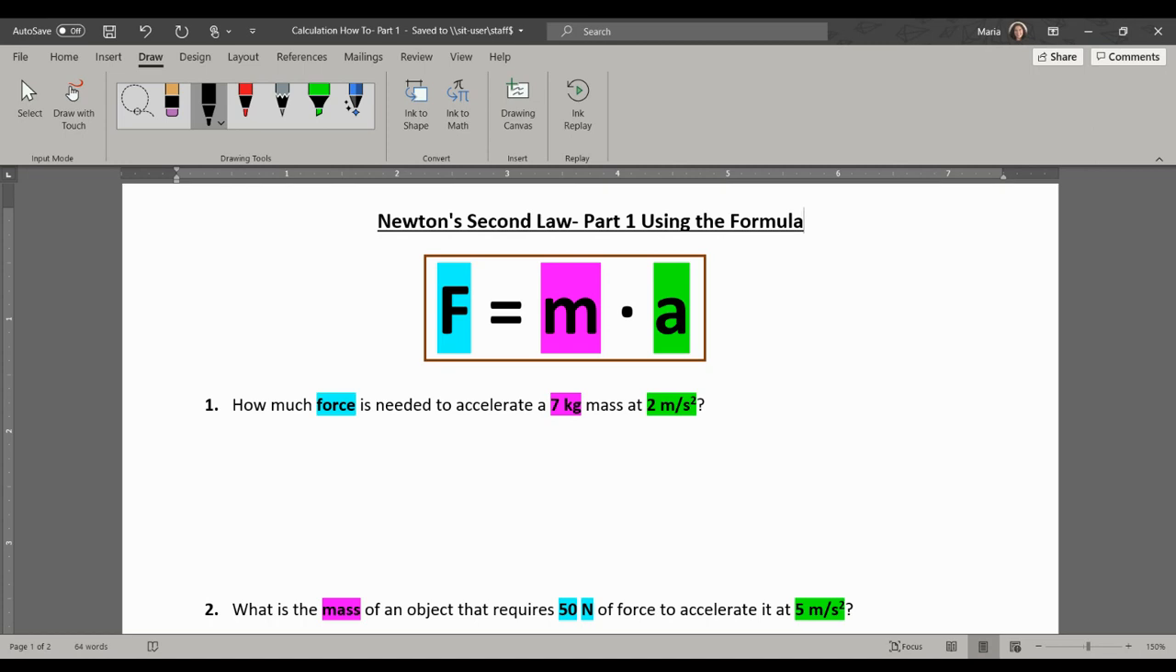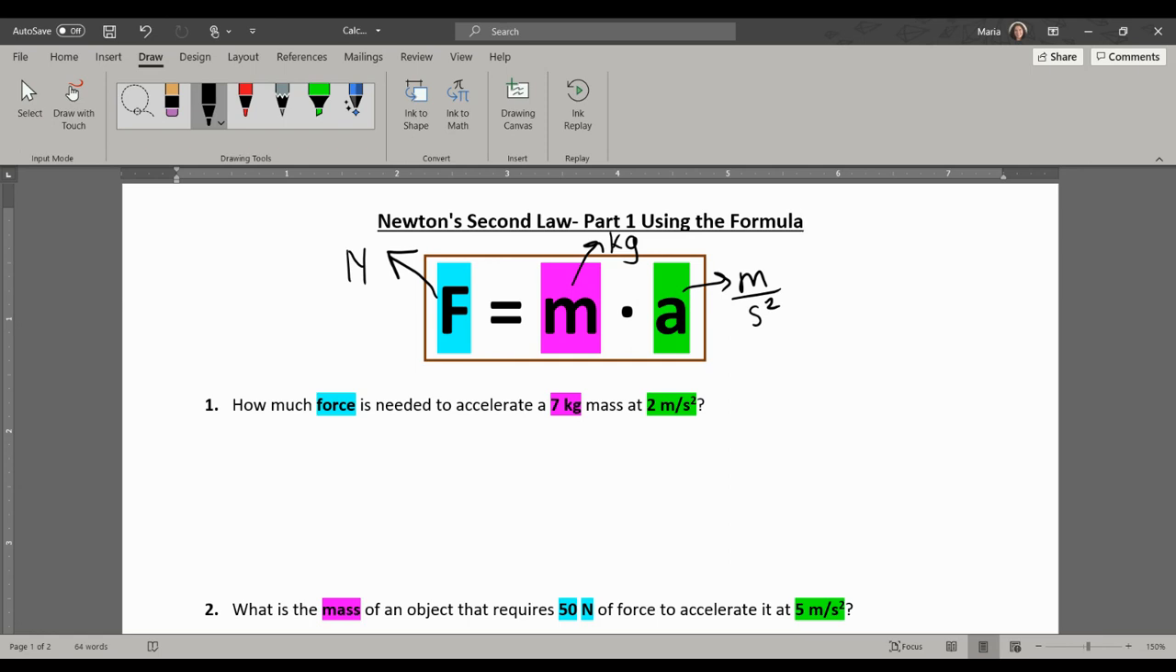The first thing to remember whenever you're reading through these questions is to pay attention to the units. For force, that's always going to be in newtons. For mass, is always going to be in kilograms. And for acceleration, it's always going to be in meters per second squared. So if you know that, going through our questions makes it a little bit easier. So let's go through some of them together.